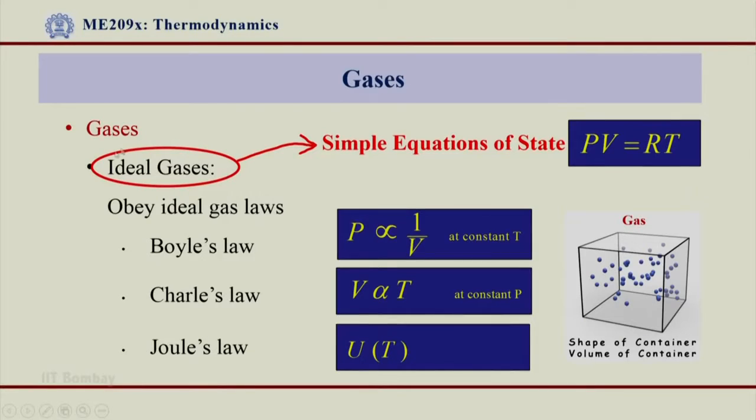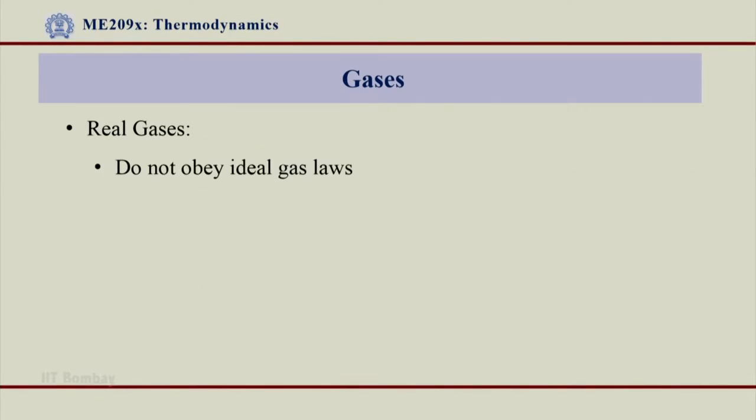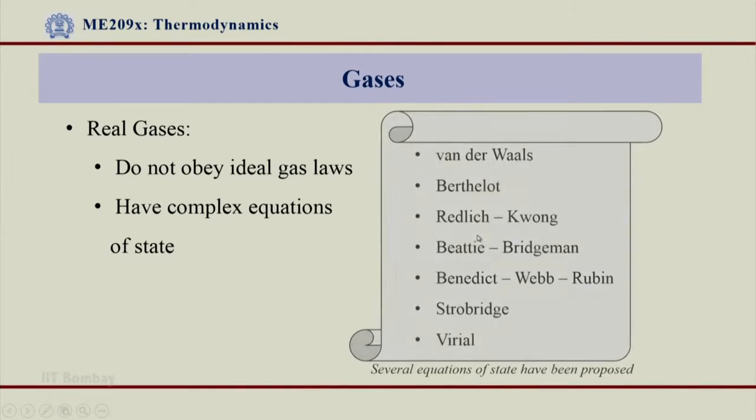Now, if I go away from ideality, I will have real gases at very high pressures and very low temperatures. They do not obey the ideal gas law, and therefore they follow a real gas law, or complex equations of state. What we had earlier was a simple equation of state, and there are various complex equations of state now. We have van der Waals, Berthelot, Redlich-Kwong, Beattie-Bridgman, BWR, Strobridge, Virial. So, there are several equations of state which connect the properties of real gases.